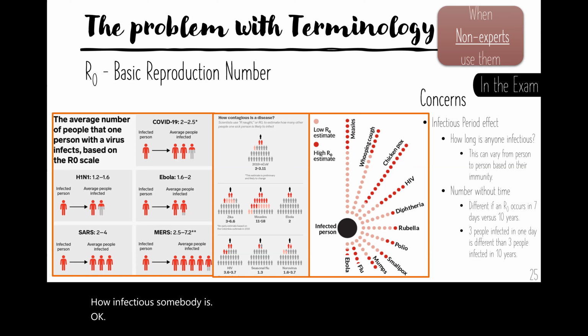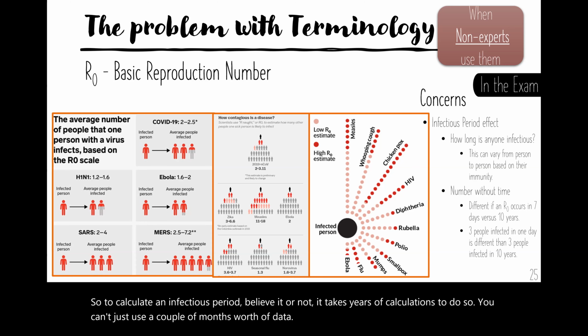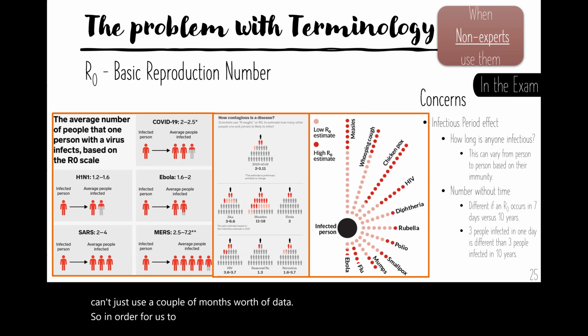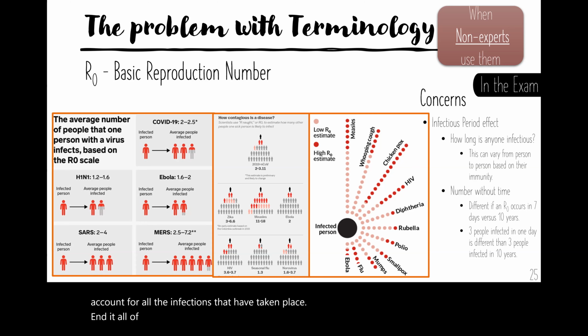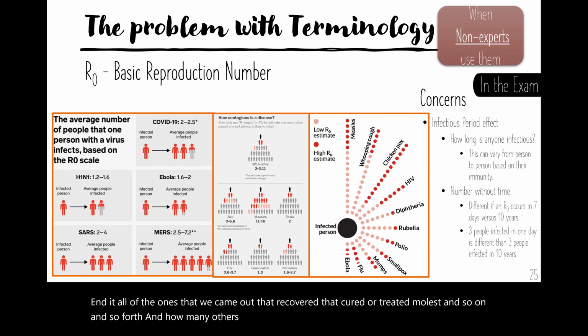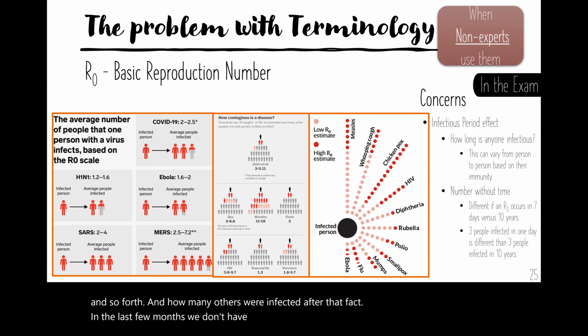Okay? So to calculate an infectious period, believe it or not, it takes years of calculations to do so. You can't just use a couple of months worth of data. Okay? So in order for us to truly account how infectious somebody is, we truly need to account for all the infections that have taken place, and all of the ones that recovered, that were either cured or treated, convalesced, and so on and so forth, and how many others were infected after that fact. In the last just few months, we don't have the ability to calculate that number. Again, we need years worth of information.